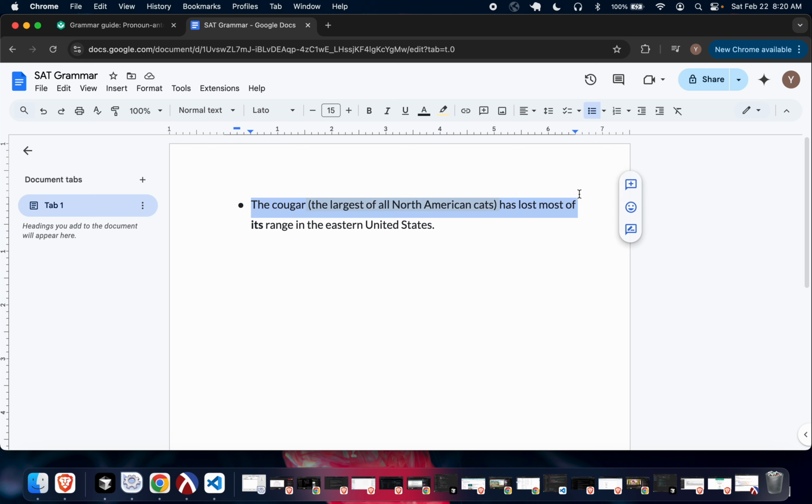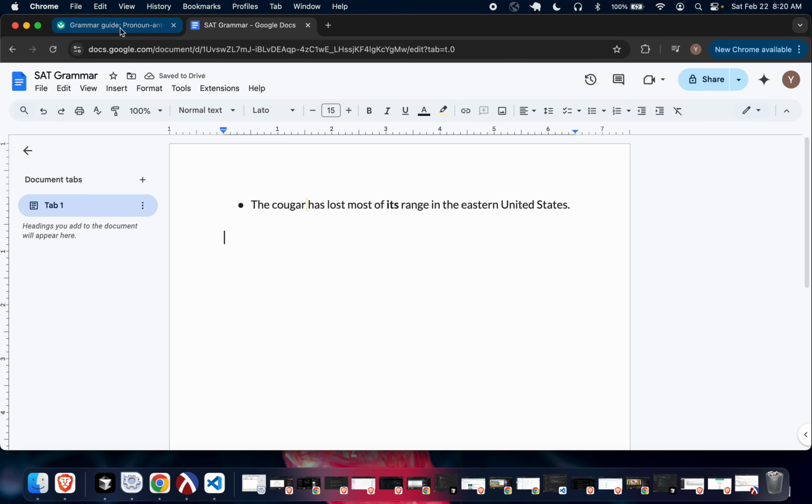So if I take the sentence, the cougar, the largest of all North American cats, has lost most of its range, I can actually eliminate this entire thing and just read the sentence like this. The cougar has lost most of its range, right? Now it's much easier to identify. If I replace its with there, this is incorrect because there is a plural pronoun, right? The cougar has lost most of their range. That doesn't make sense, right? So again, I would have its, as that's the singular pronoun.